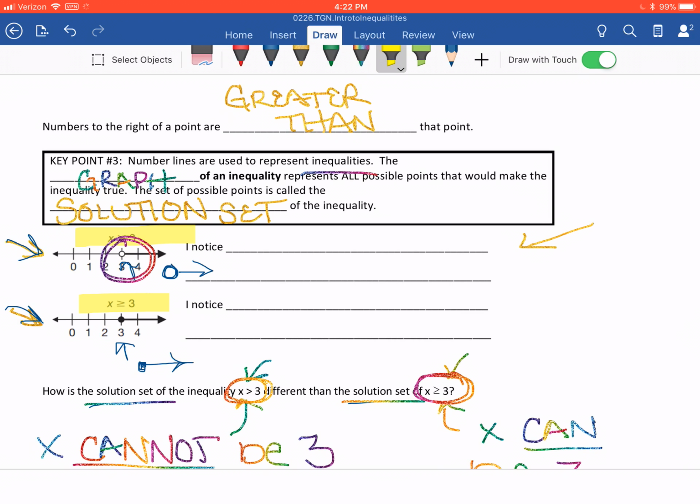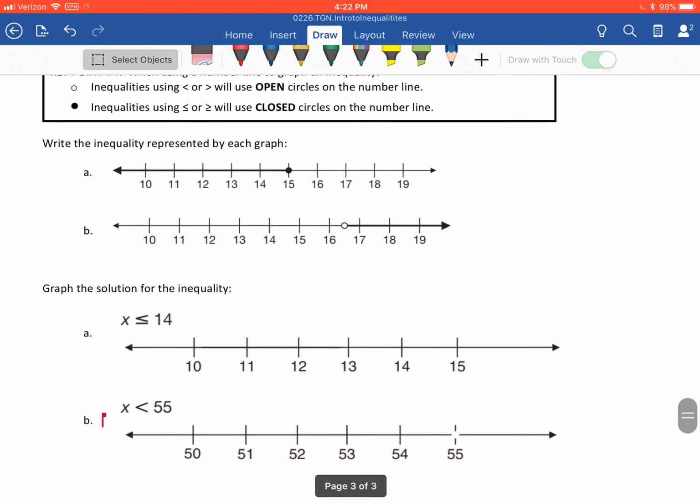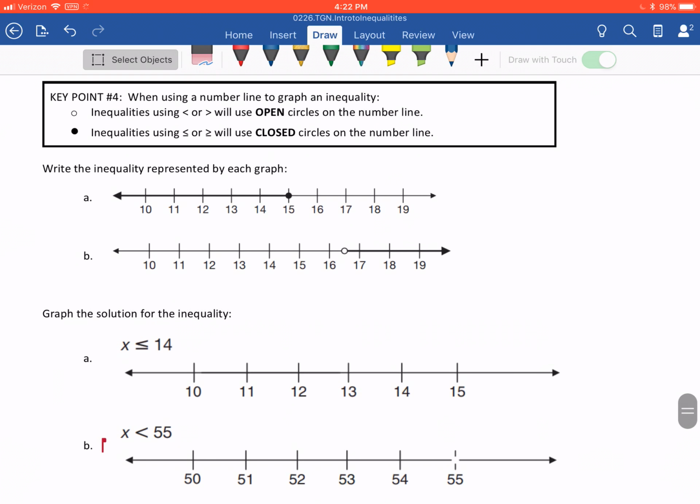Okay, for our solution set of x is greater than or equal to 3, you will notice that there is a closed circle here because 3 could be a possible solution for x. So let's look down at these examples here. The first thing it wants us to do is write the inequality represented by each graph.